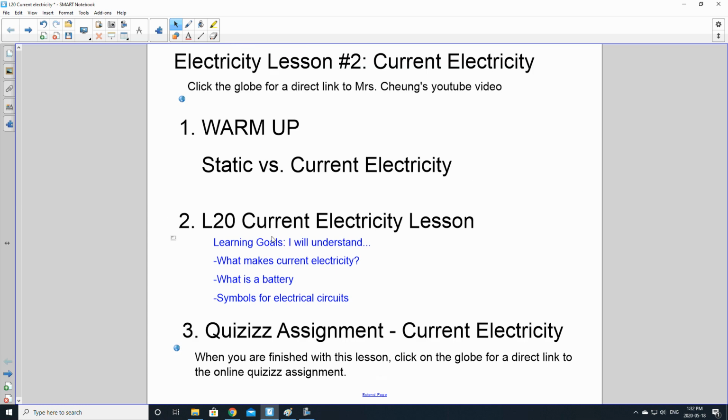The learning goals of today's lesson: at the end of this lesson, you will understand what makes current electricity, what a battery is, and you're also going to understand the symbols for electrical circuits. After you've listened in on the lesson, maybe you do a little bit of the handouts, if you've gotten them in the mail now.